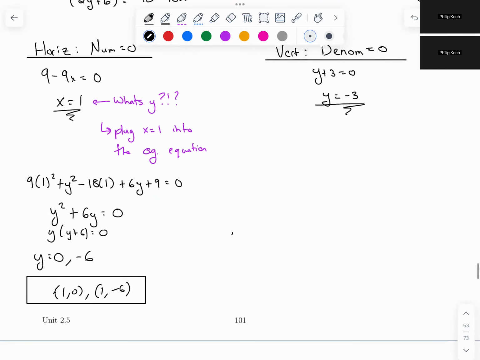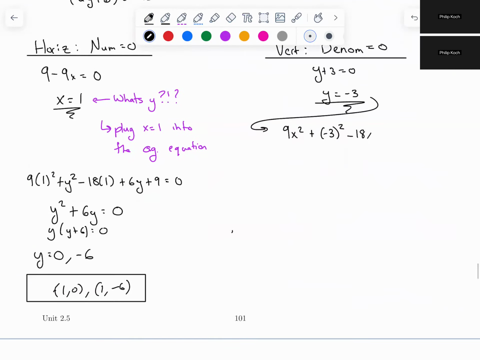Similarly, now that we found Y equals negative 3, we're going to plug that in and solve for X instead. So you get 9X squared plus negative 3 squared minus 18X plus 6 times negative 3 plus 9 is equal to 0.